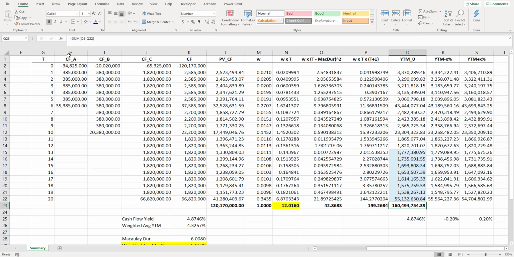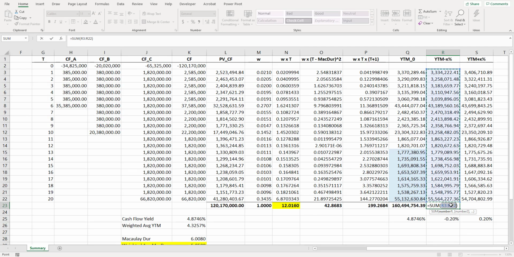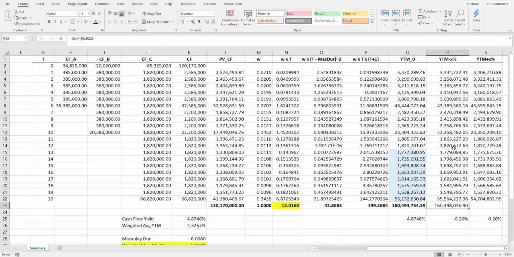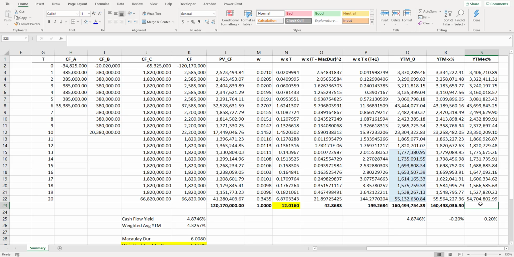So here the initial assumption is that if the cash flow yield doesn't change when we buy these bonds, and it doesn't change all the way up to the Macaulay duration, then the value of the bonds at the Macaulay duration, which is 6 years from now, is about $160.495 million. But if, let's say, there is a decline of 20 basis points in the cash flow yield, then the value of the bond portfolio will be 160.498 million.